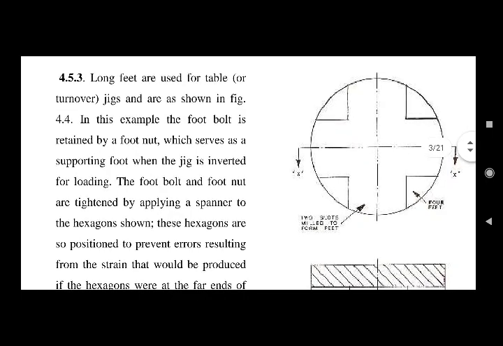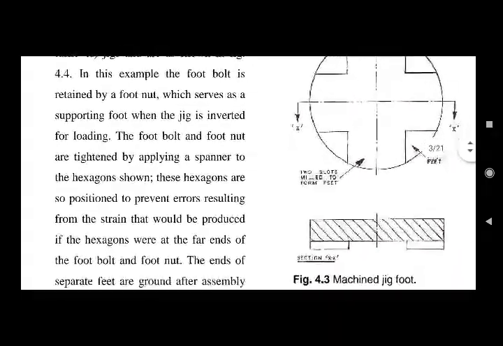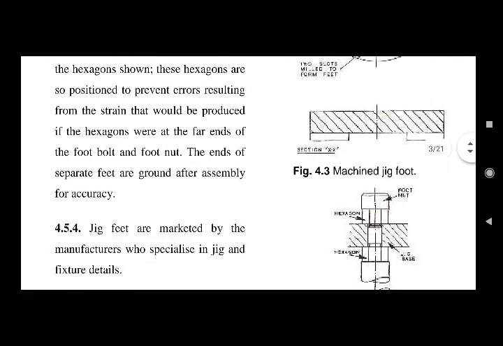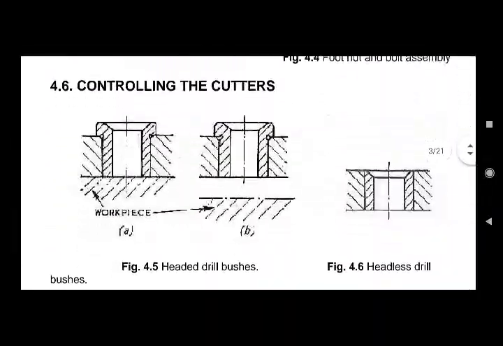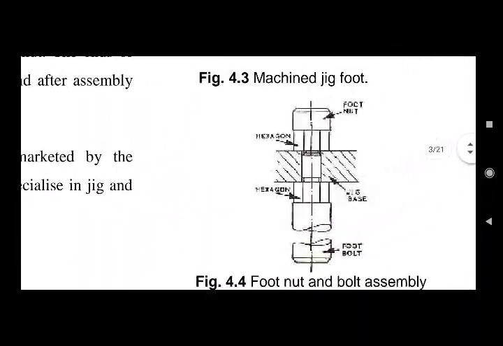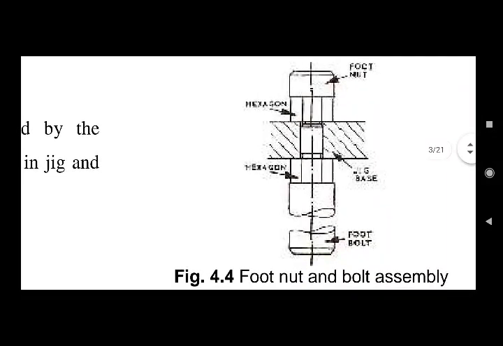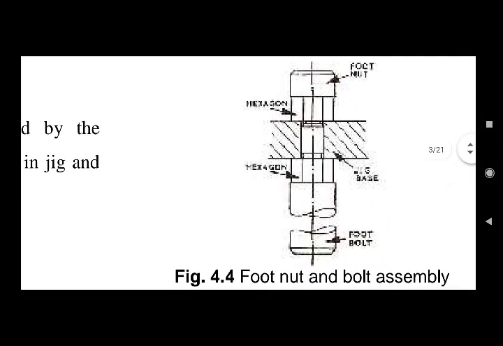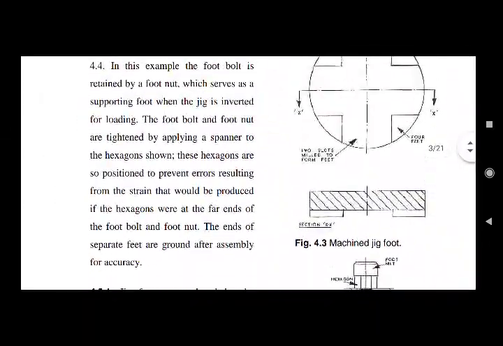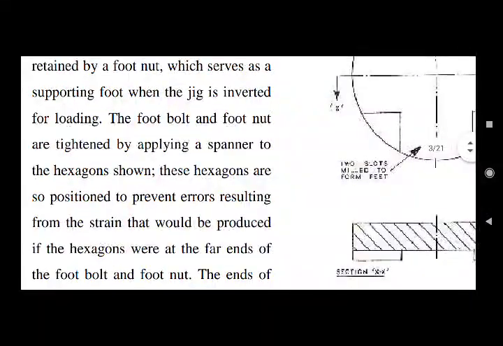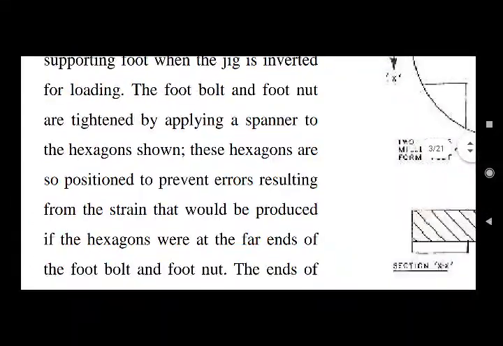This is the machined jig foot. In the example of long feet, the foot bolt is retained by a foot nut which serves as a supporting foot when the jig is inverted for loading. The foot bolt and foot nut are tightened by applying a spanner to the hexagons. You can see the foot nut and bolt assembly, a hexagon nut provided with a foot bolt.